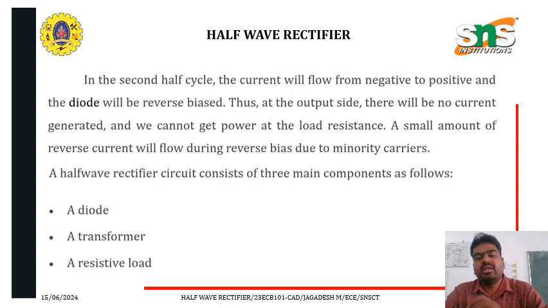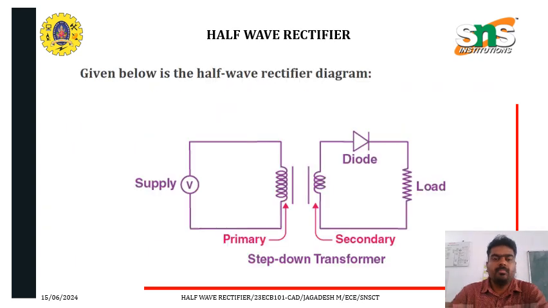In the second half cycle, the current will flow from negative to positive and the diode will be in reverse condition. Thus, at the output side, there will be no current generated and we cannot get power at the load resistance. A small amount of reverse current will flow during reverse bias due to minority carriers. A half-wave rectifier circuit consists of three main components: a diode, a transformer, and a resistive load. So given below is the half-wave rectifier diagram.